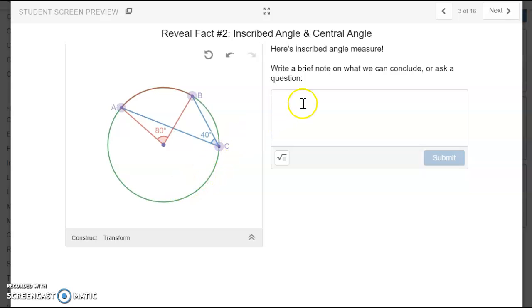So hopefully you're describing that the relationship between the central angle and the inscribed angle intercepted by the same arc is that the inscribed angle's measure is going to be half of the central angle measure.